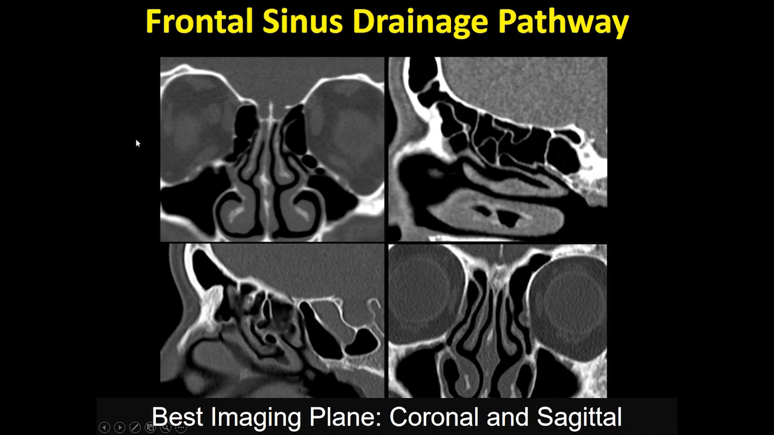Furthermore, like we discussed previously, it also depends on the relationship or the attachment of the uncinate process to the anterior skull base, the middle turbinate, or the lamina papyracea. Like we discussed previously, if it attaches to the middle turbinate, then to the vertical attachment of the middle turbinate, the frontal sinus will now drain directly into the infundibulum.